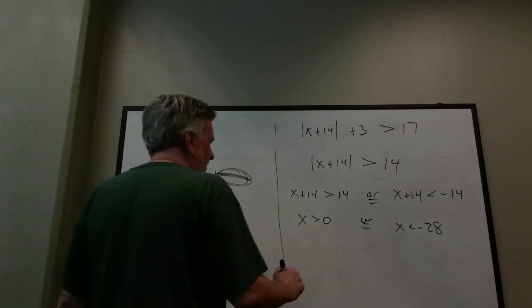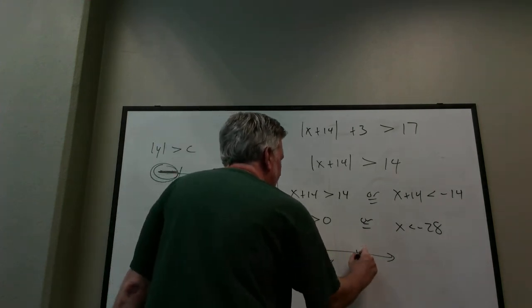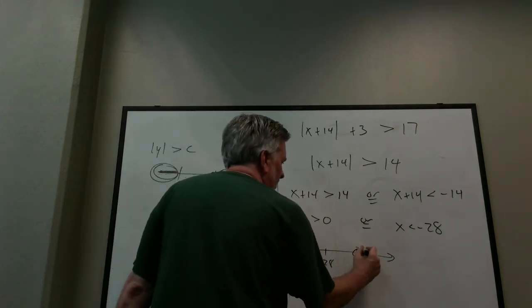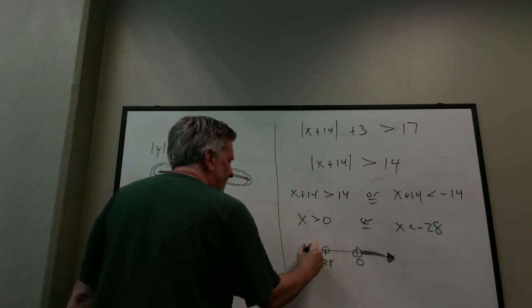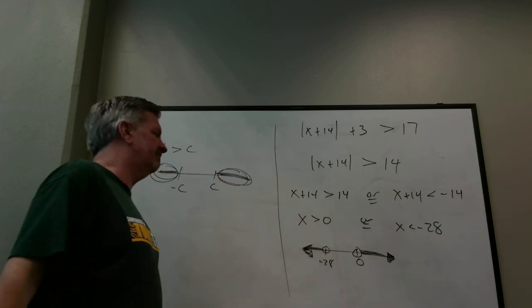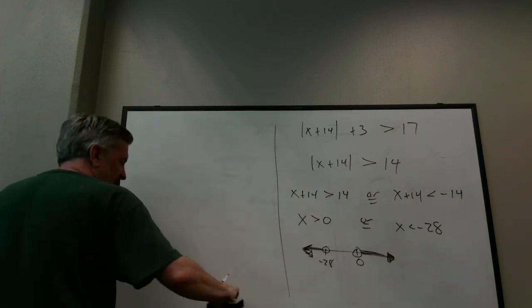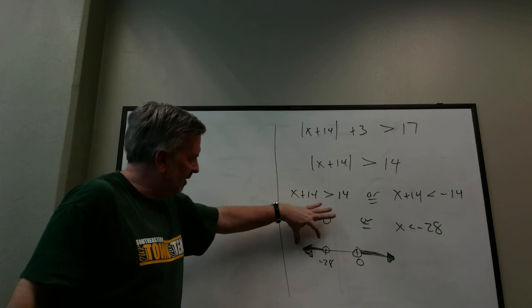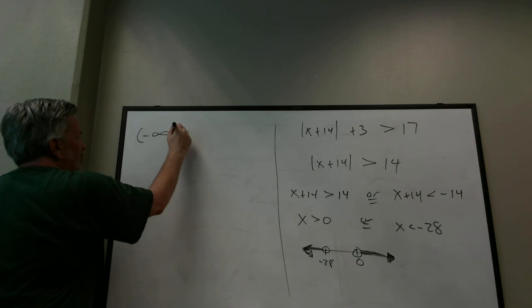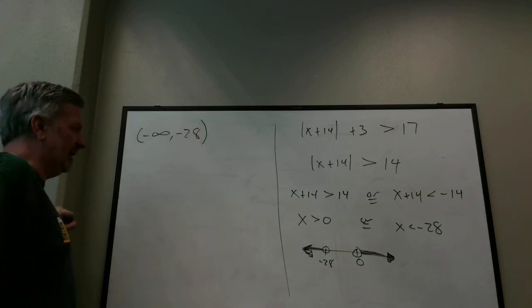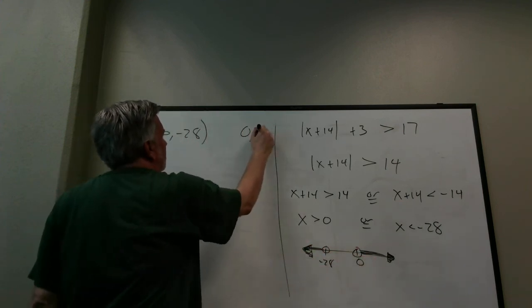Okay, so graphically, what does this look like? Here's negative 28, here's 0. So x is strictly bigger than 0, so everything to the right of 0, or it's everything to the left of negative 28. So there's the graph. Now, if you want to write this with interval notation, you have to do it as two intervals because there's two pieces. So how do you write that in interval notation? That's negative infinity to negative 28, not including 28. So that's this piece. And then this piece is everything from 0 to infinity.